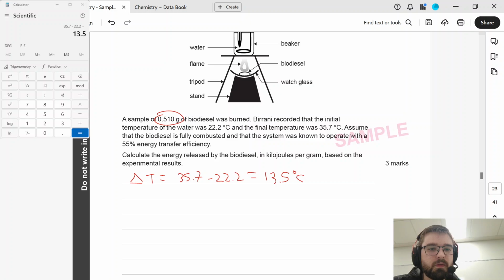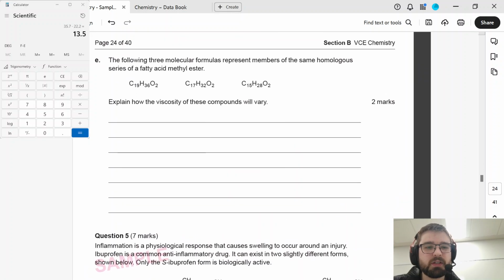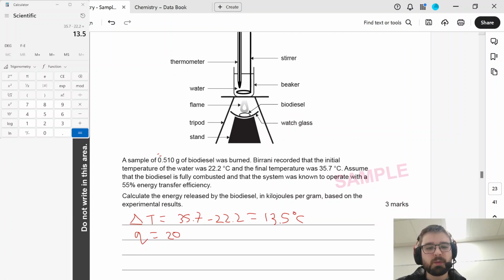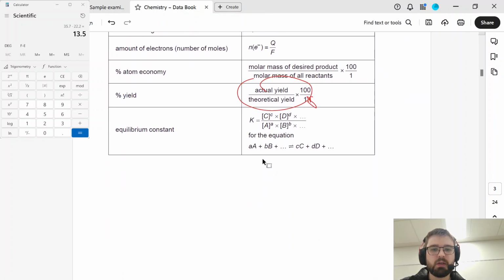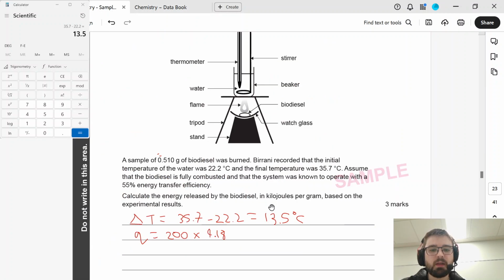Our mass is 0.51 grams. Remember, I almost made the same mistake. That's the mass of the biodiesel. What's the mass of the water? Okay, there's 200 grams of water. Don't make that mistake. Q equals 200 grams of water, and our C is 4.18 joules per gram. And we multiply by the change of temperature, so 13.5.